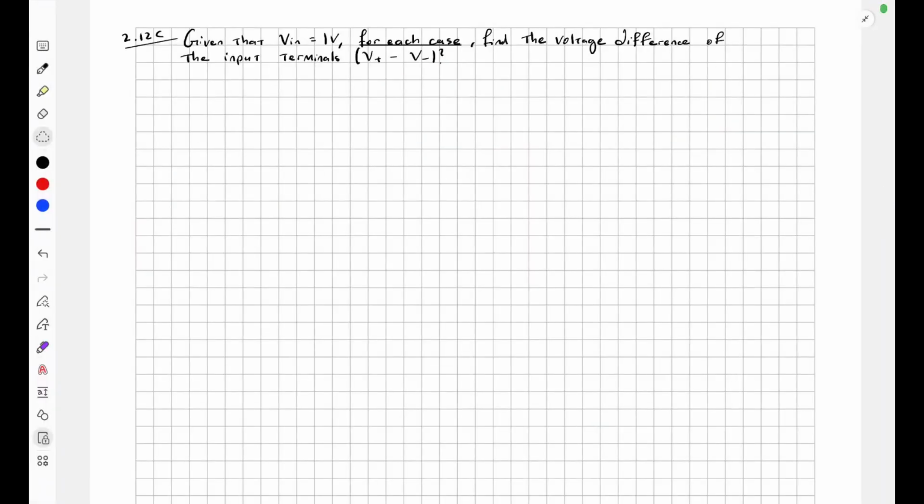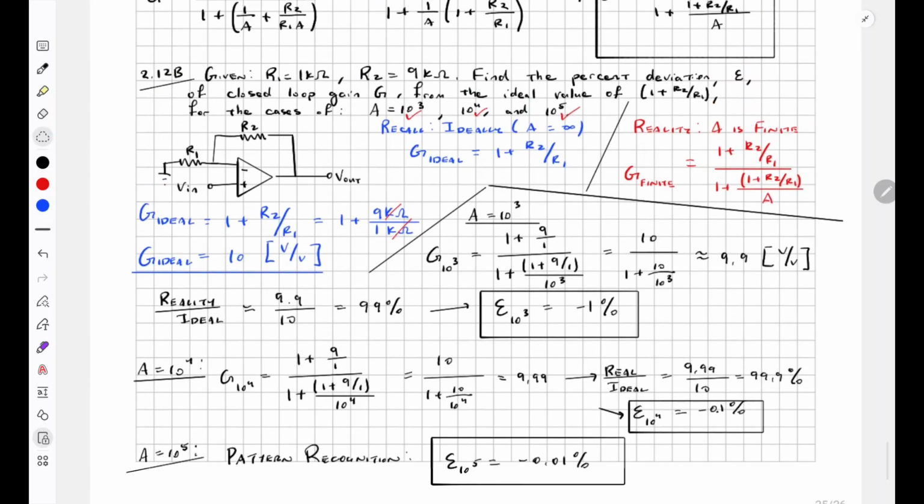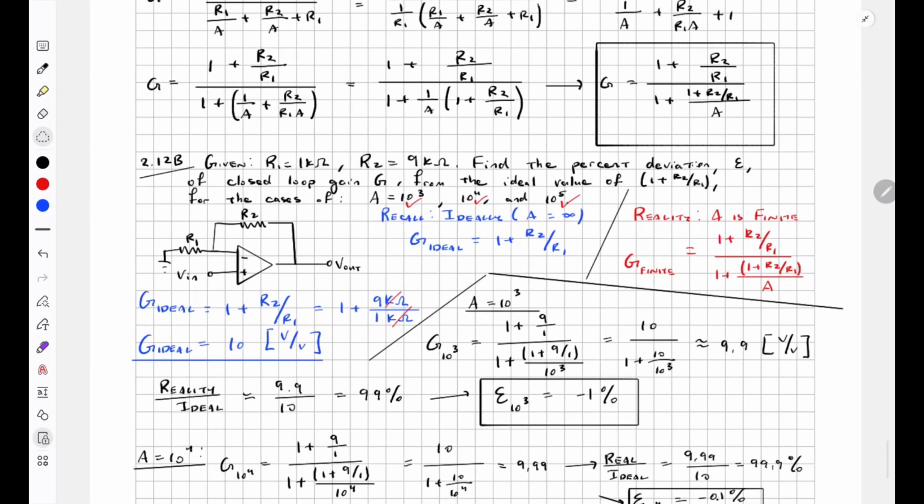So now for part C, which is just a continuation of the previous problem. I will copy the circuit over.